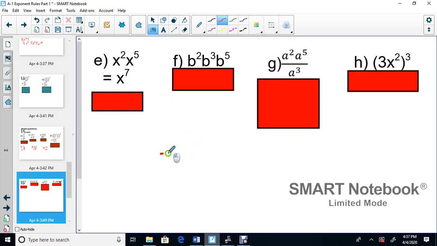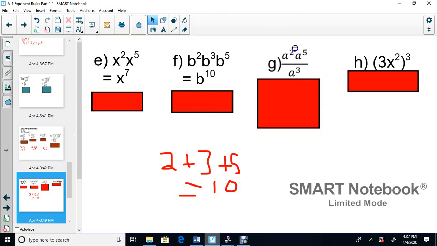So it's a little bit different here. You do 2, you add the 3, you add the 5. And you can use a calculator here. 2 plus 3 is 5, plus another 5 is 10. So that should be b to the power of 10.